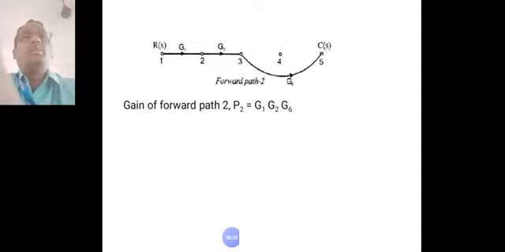This is the second forward path, where the signal travels from 1 to 2, 2 to 3, 3 to 5 and does not flow through the node 4. Its gain is represented by the letter P2. It is the product of the gains given in the problem, that is G1, G2 and G6. This is the gain of the second forward path.